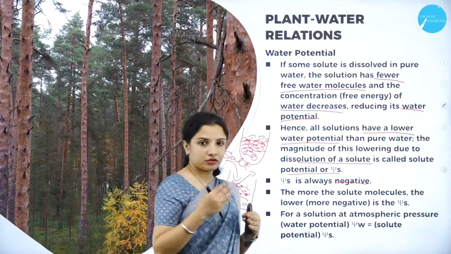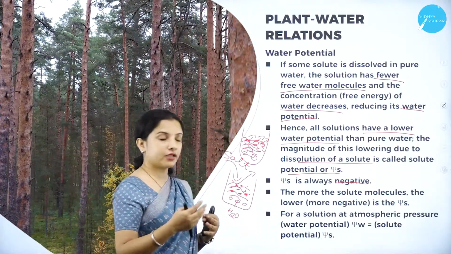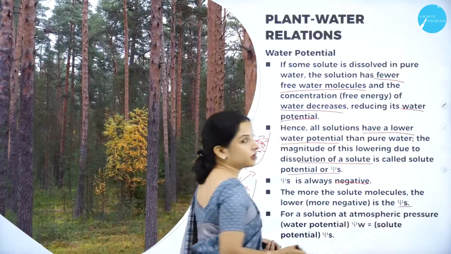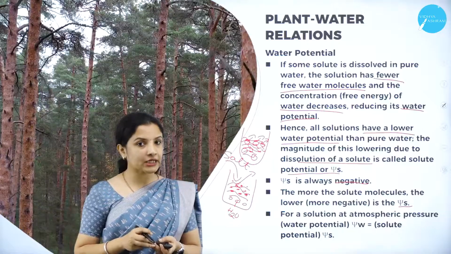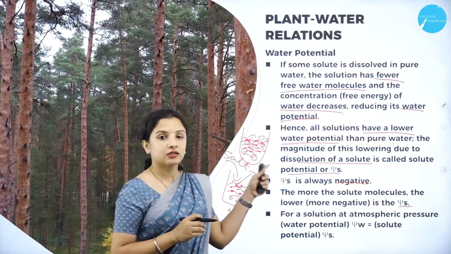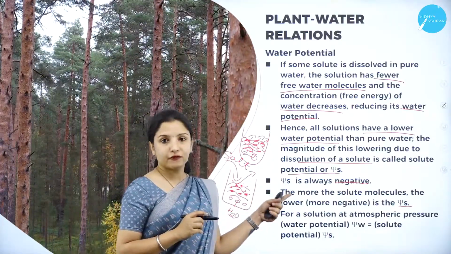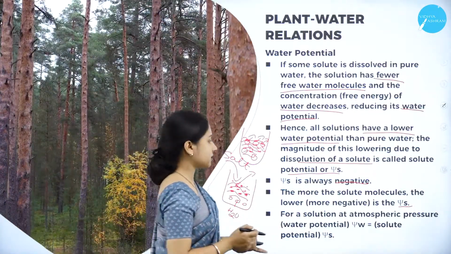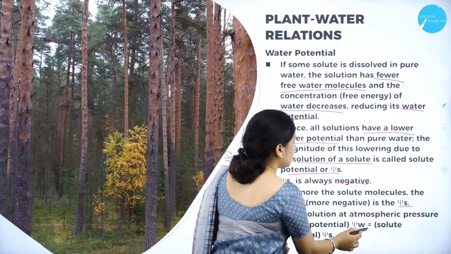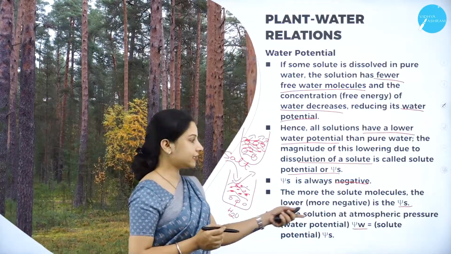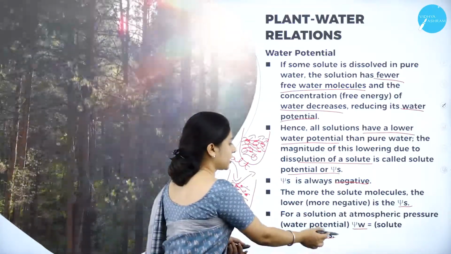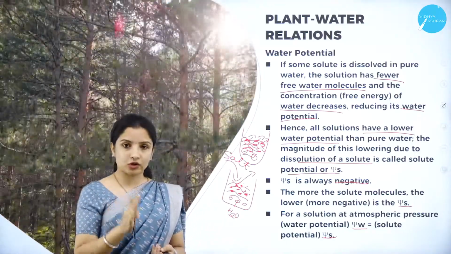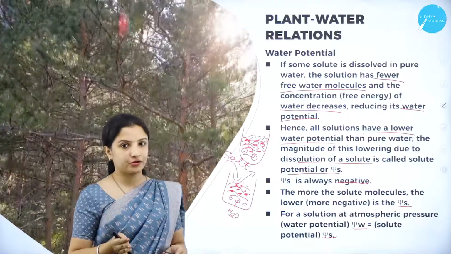And the more solute molecules are dissolved in the water, the more negative the solute potential is, and the movement of the water will also get hindered. So that is why it is not feasible for the plants. For a solution at atmospheric pressure, the water potential will always be equal to the solute potential. So under atmospheric pressure, the water potential is always equal to the solute potential.